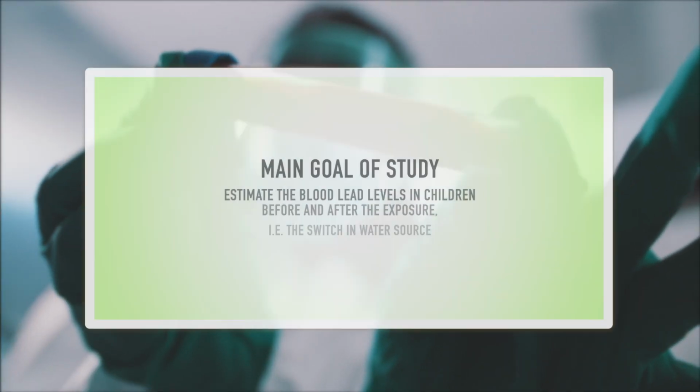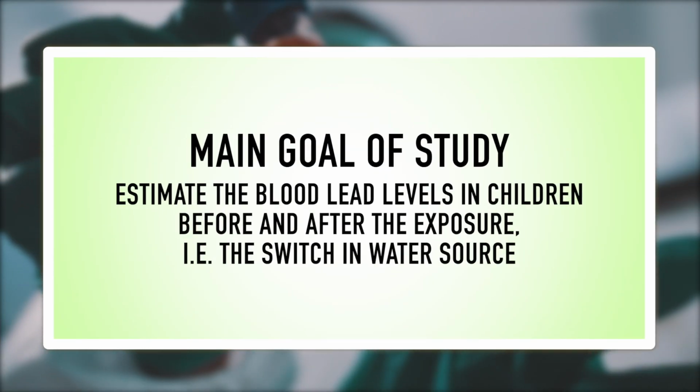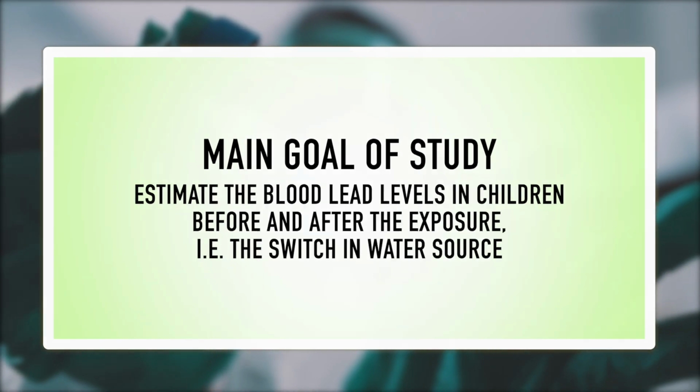The goal of this study was to estimate the blood lead levels in children before and after exposure, that is, the switch in water source. They also used a Geographic Information System, also known as GIS, which is this awesome framework that enables researchers to take spatial aspects into account and perform spatial statistics, which are near and dear to my spatial stats heart. They wanted to determine which areas in Flint were most affected to prioritize the public health response. They also compared Flint to nearby cities.